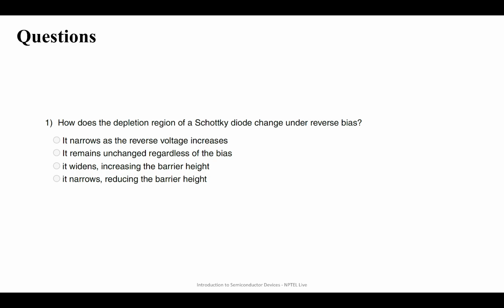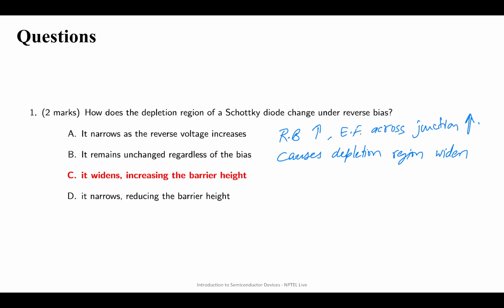So now coming to this question, the answer to the first will be, under reverse bias, your EF across the junction increases, which causes your depletion region to widen and barrier height to increase, which is similar to your PN junction.